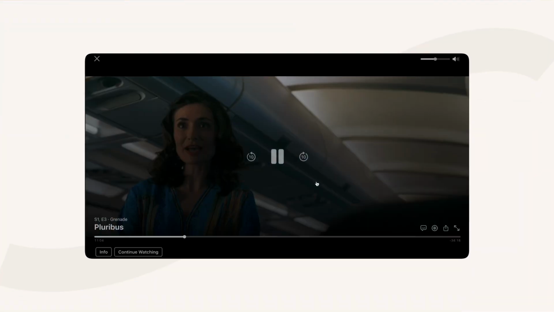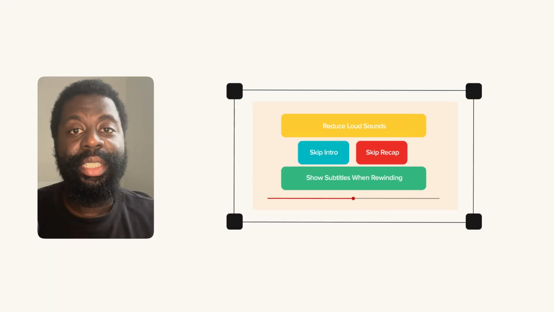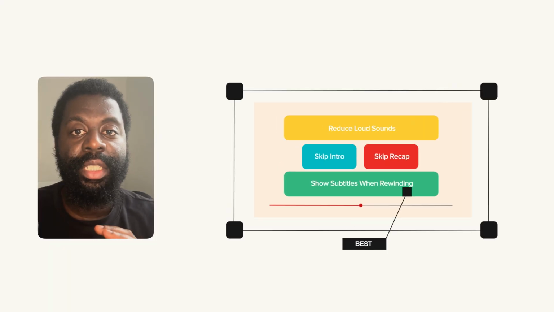So you're watching Apple TV and you hit rewind, and suddenly subtitles appear for the part that you just missed. It's very tiny and almost invisible, but this is one of the best and smartest UX features I've ever witnessed during my time watching streaming platforms.